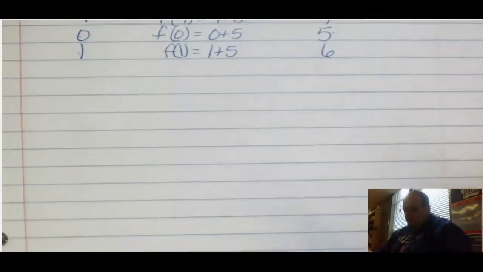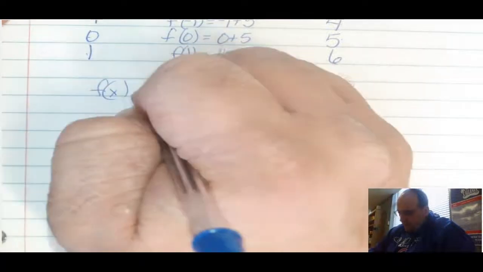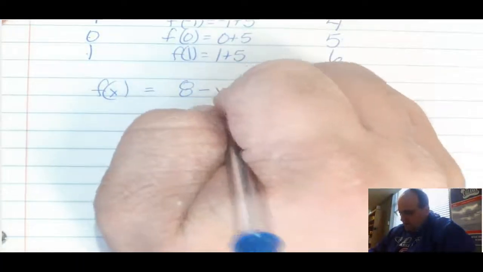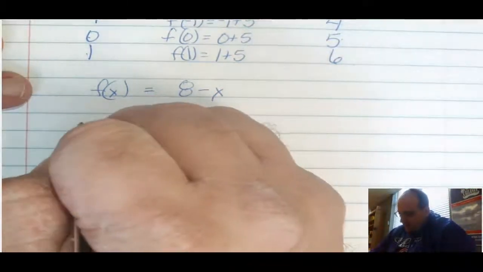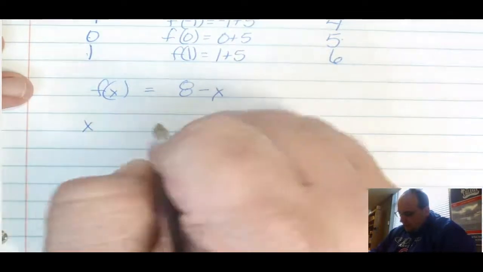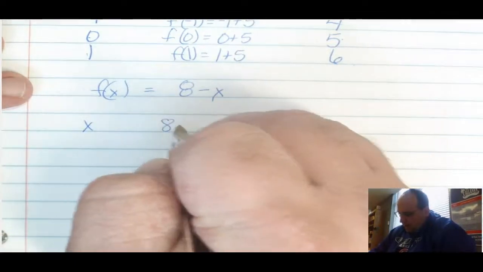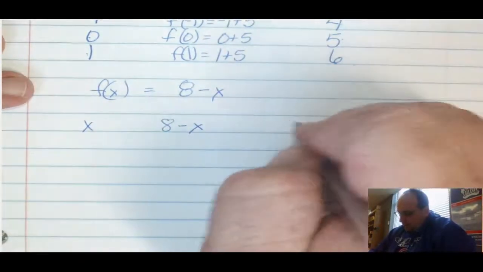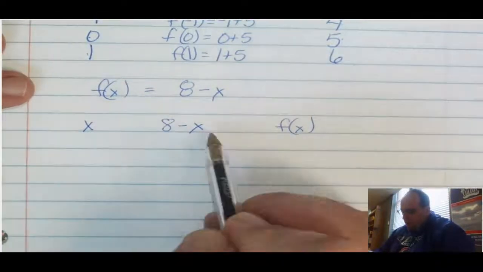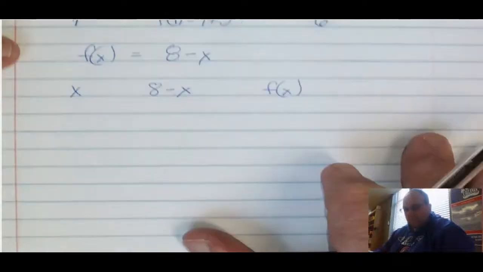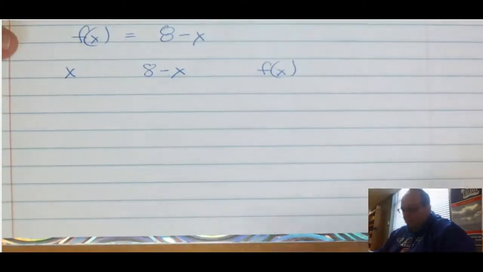All right, let's go ahead and look at one more example of a function table. I'm going to have the function of x is equal to 8 minus x, okay? So I'm going to go ahead and set that up again where I'm going to have my x. My rule is going to be 8 minus x. And then this is going to be my function of x. Okay, so my domain, my rule, my range. Okay, I'm going to slide that up just a little bit.